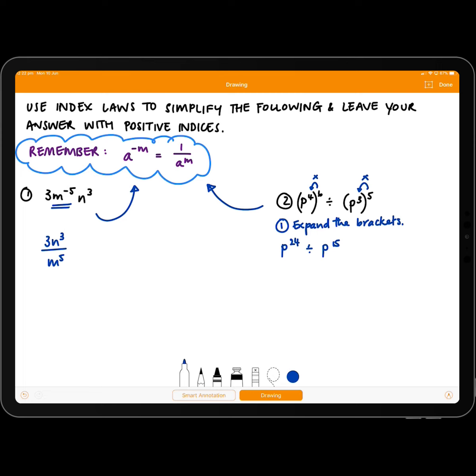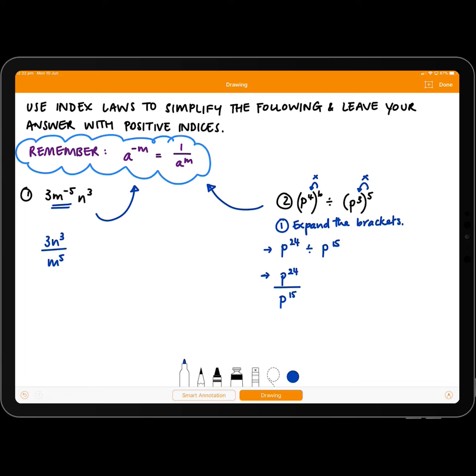Now, I personally don't like looking at an expression like this. I feel like I'm bound to make some mistakes. So what I tend to do is go p to the power of 24, or whatever the number is, divided by, as a fraction, p to the power of 15.